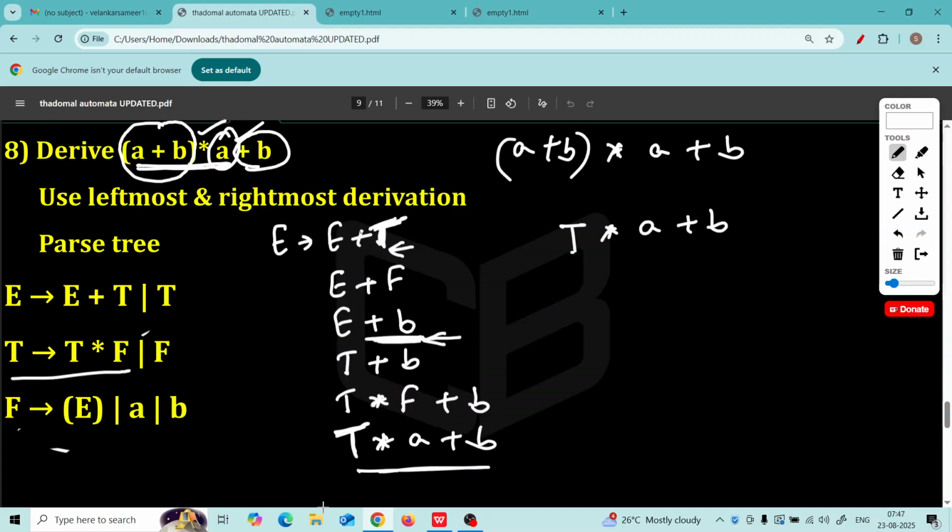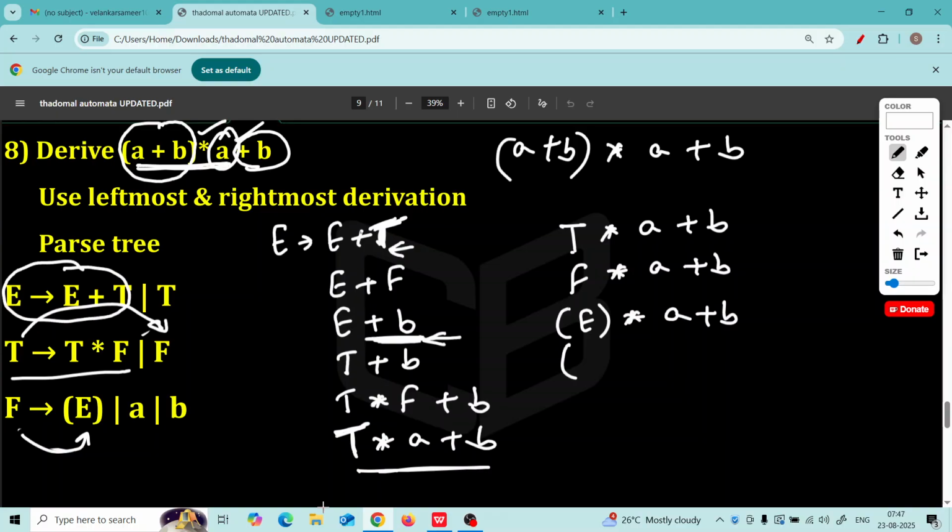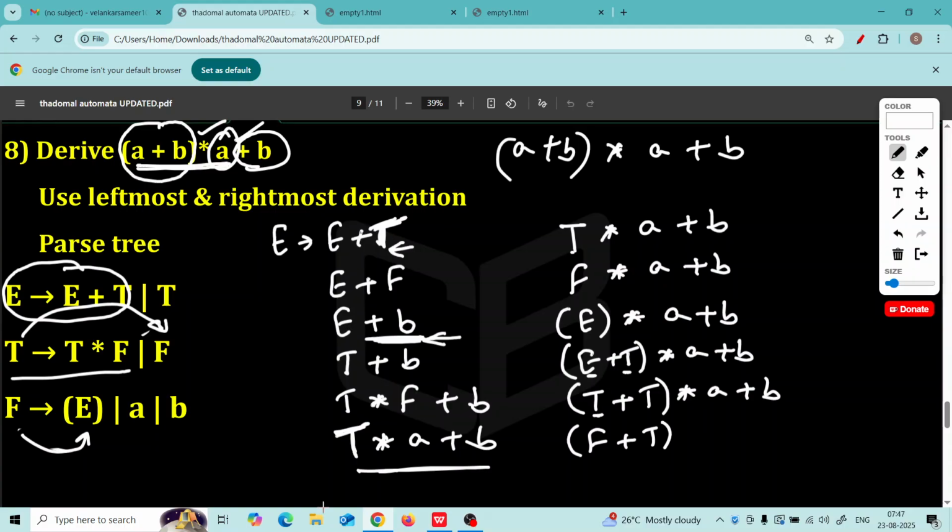But you know that T gives F and F gives bracketed E. So T gives F into A plus B, and F gives bracketed E. We got the bracket, and from here I am sure you know how to reach A plus B. You can use E gives E plus T again. E plus T into A plus B. Then we want A plus B here. So E gives T plus T remains into A plus B. Then this T gives F, F plus T into A plus B. Finally, F gives A plus T remains into A plus B.